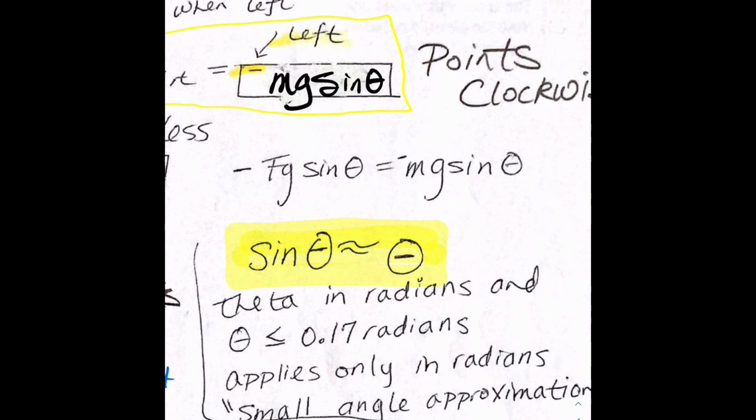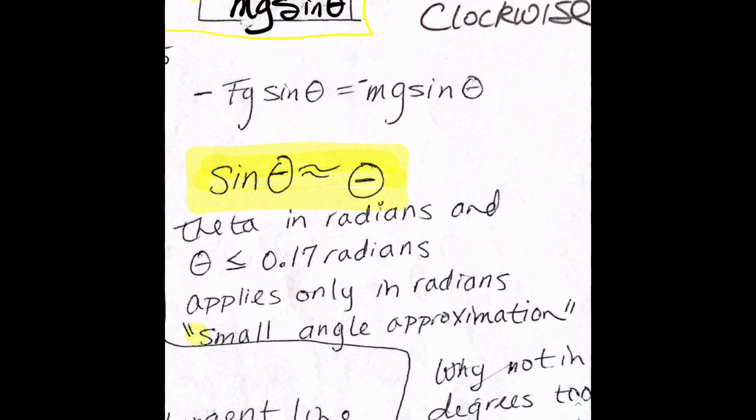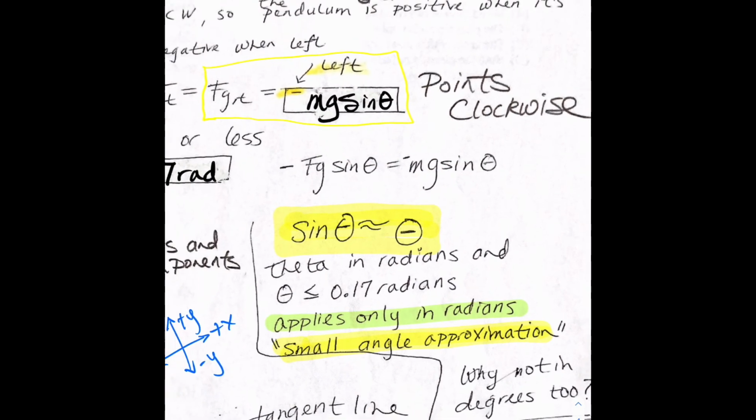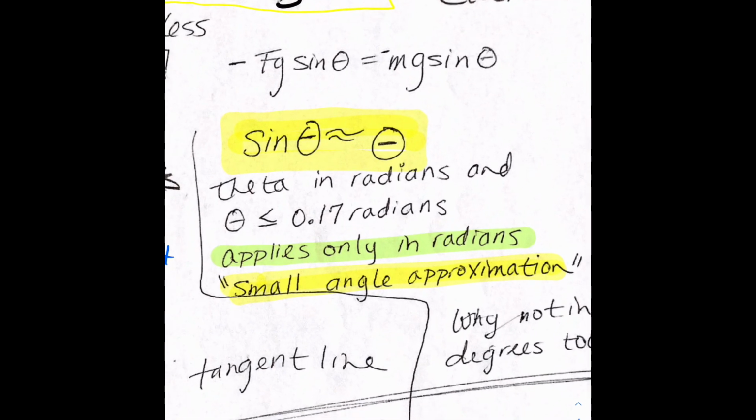Now, this does not work with angles of 10 degrees and less when you take the sine in degrees. You have to have it in radians. And so this is called the small angle approximation. It applies only in radians, like I just said. Okay, so why not in degrees too? I don't know, I can't answer that. But this is how this works.